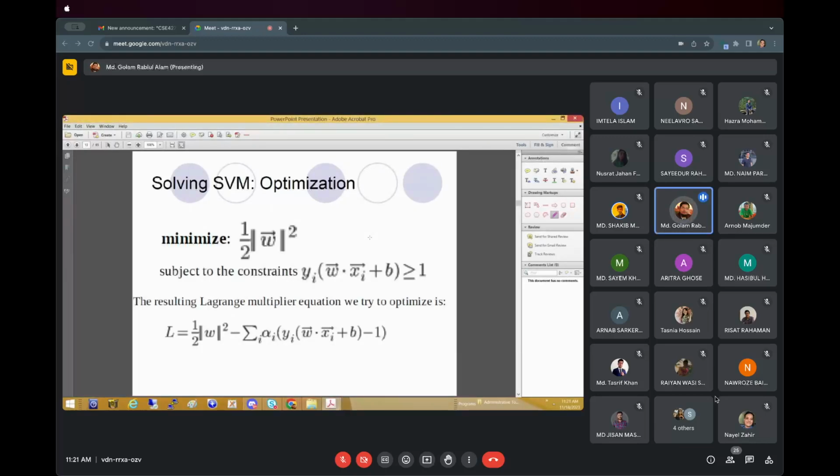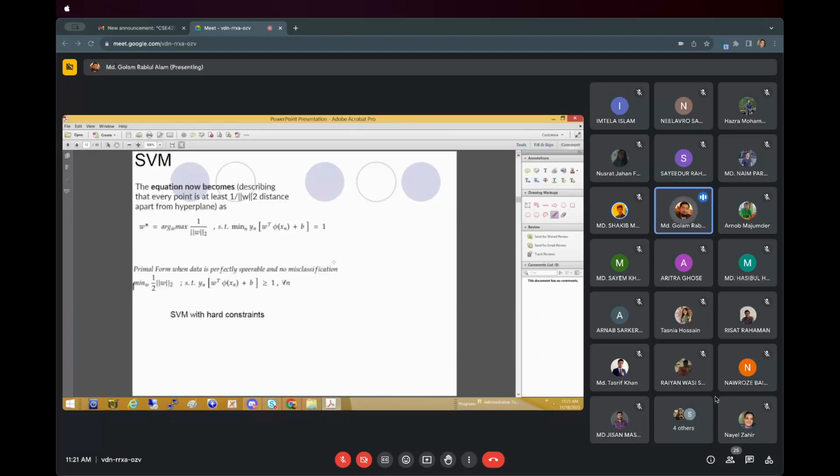Okay, so in our last class, we just started our discussion on SVM, support vector machine. And we have already found the equation for the support vector machine to solve, and that equation is an optimization equation. That means we have to minimize this, and such that this is the condition, the constraints.